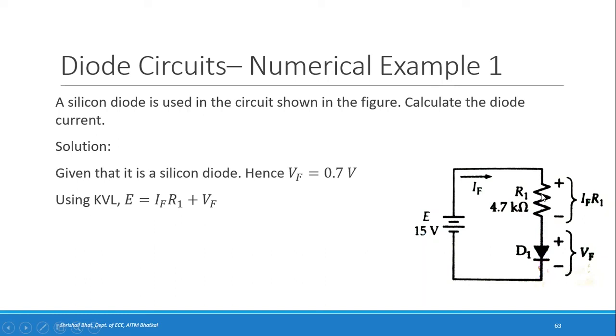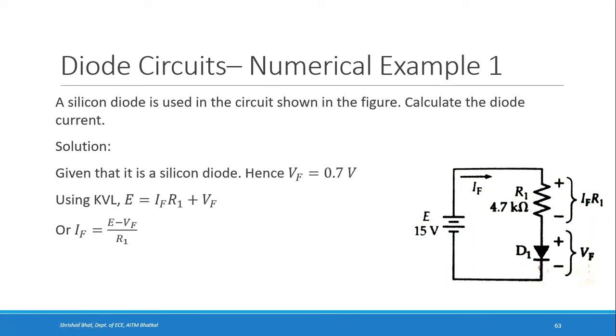What is the current that is flowing through R1? It is IF. What is the resistance? It is R1. So the voltage across this resistance R1 is IF into R1, plus the voltage drop across the diode. What is the voltage drop across the diode? It is the forward voltage drop of the diode, that is VF, right? So using Kirchhoff's voltage law, you can write E is equal to IF R1 plus VF. If I rearrange this, I can get the equation for IF. IF is E minus VF divided by R1.